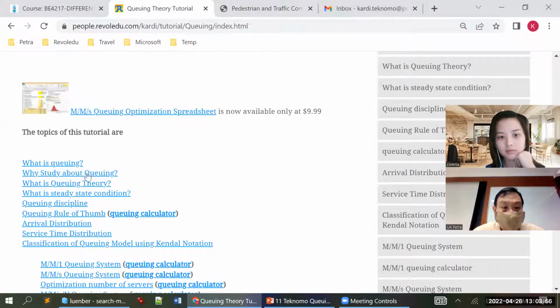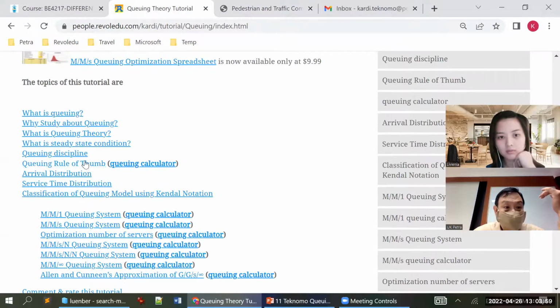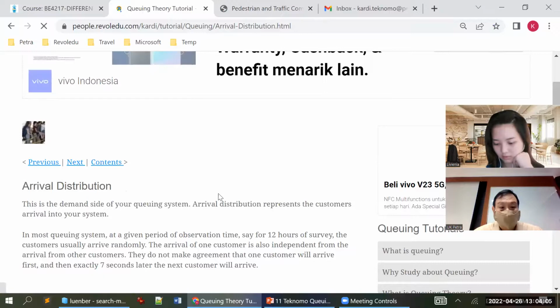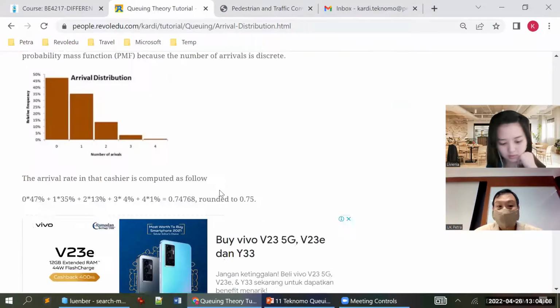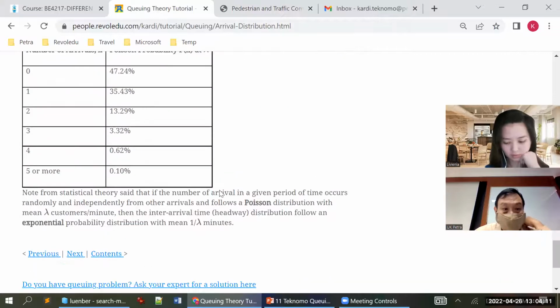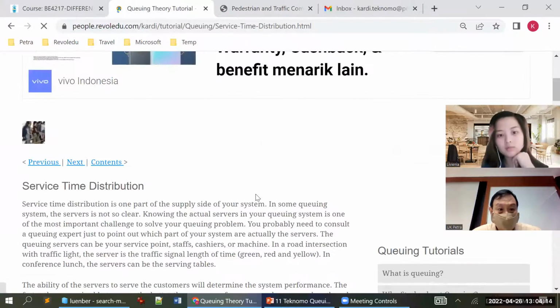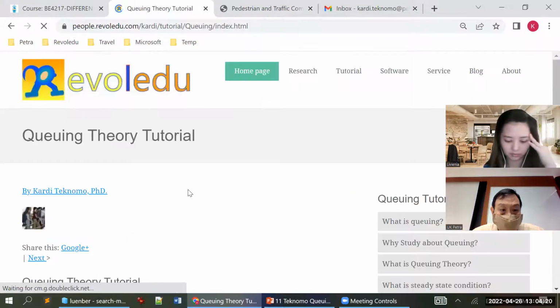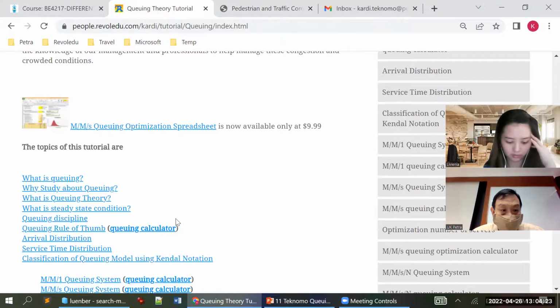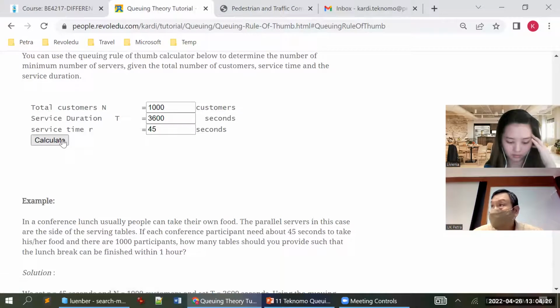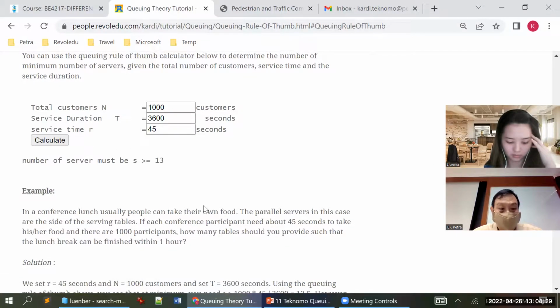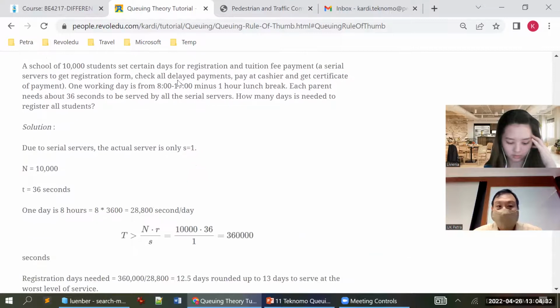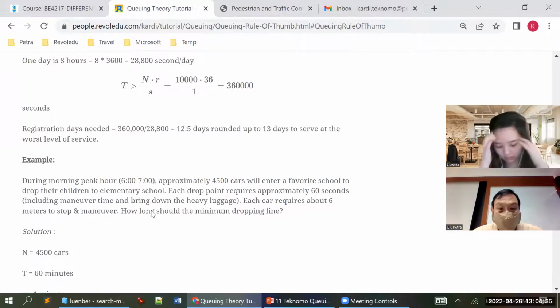The material that we discussed today is actually all in here, including for example the arrival distribution and the survey from a while ago. Inside here you also have several calculators that you can use. This is the rule of thumb queuing calculator that we discussed a while ago, and it includes the examples also, like the school registration and the morning peak, exactly the same as my slide.